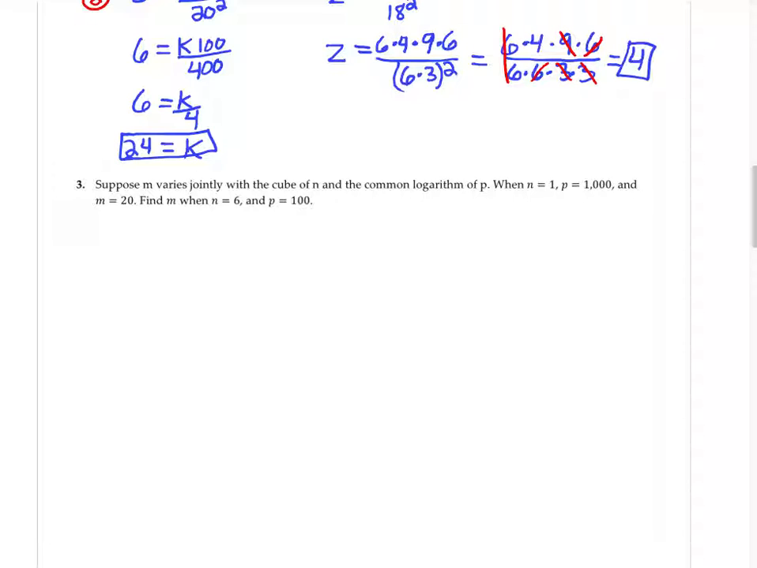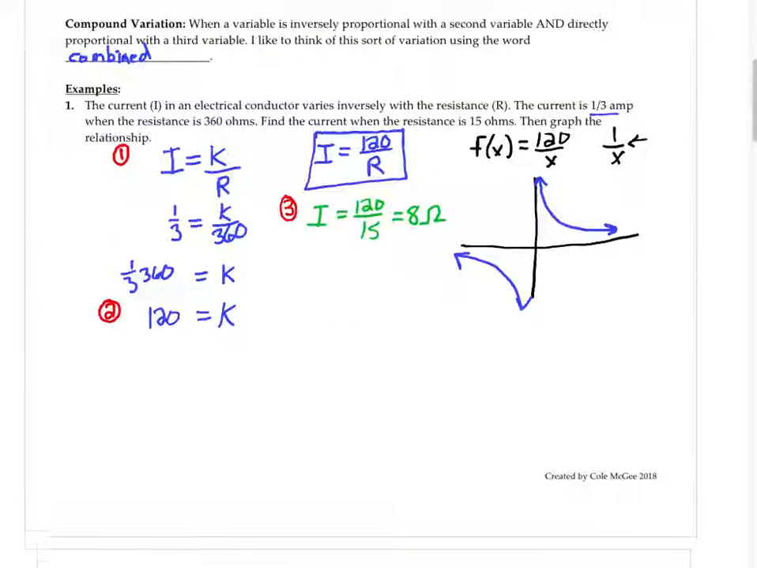All right, so here we go. Step 1, I'm going to express the relationship. M is varying. This time it's jointly. There's that third key vocab term. It's varying jointly, so I'll put a K in there with the cube of n. Jointly means everything is multiplied. So that's a good thing to put back up in your notes.